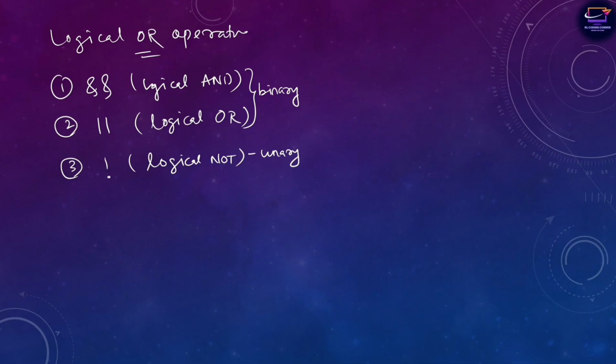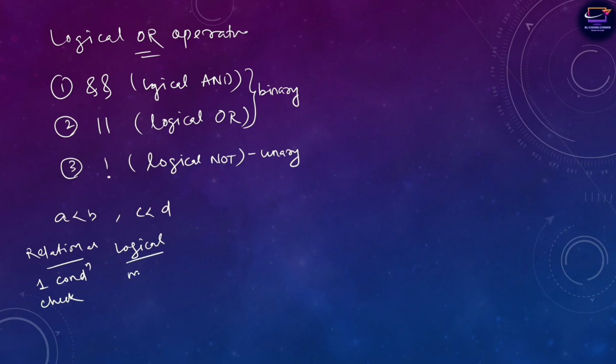Relational operators we discussed are used to test one condition, like a less than b or c less than d or something else. So relational operators check one condition, but logical operators can check more than one condition. That is the difference between relational and logical operators, right?